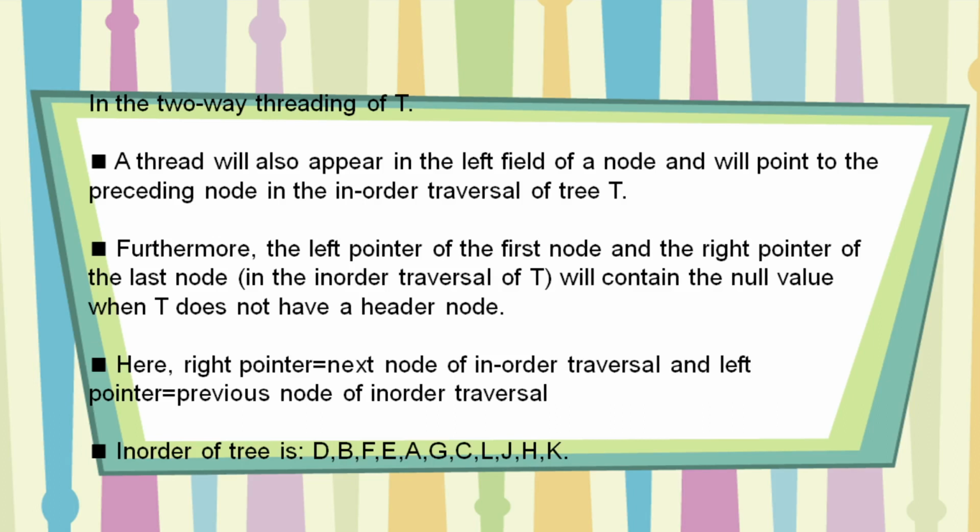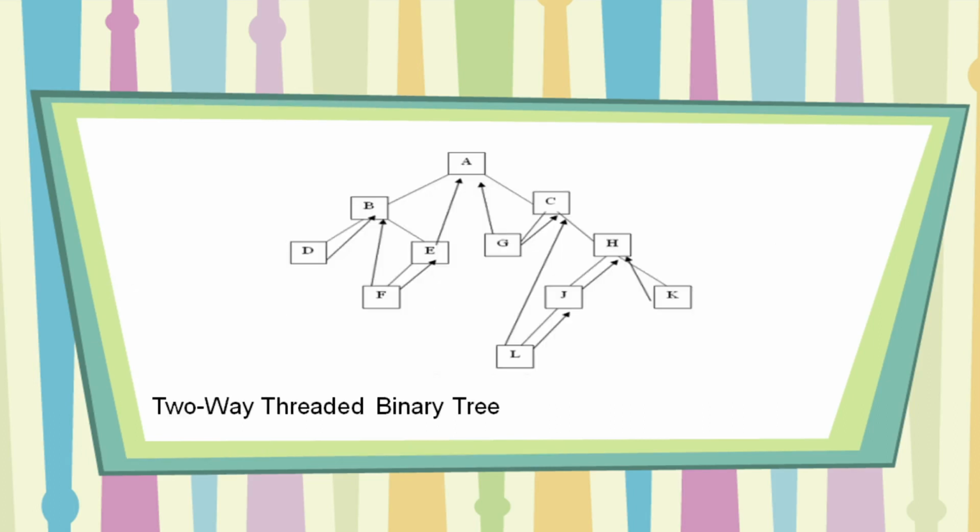If we want, we can place a header node. Here the right pointer equals the next node, that is the in-order traversal successor, and the left pointer is assigned the previous node of the in-order traversal, that is the preceder. See the diagram.